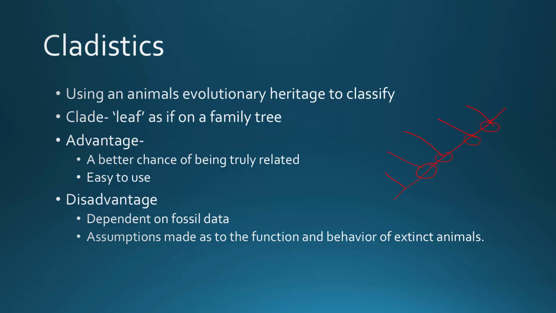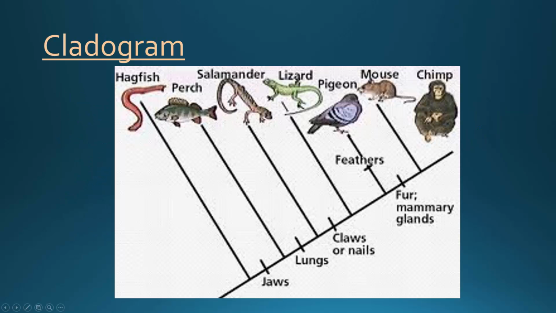The advantage to cladistics is that it has a better chance of being truly related to one another. It is also pretty easy to use. The disadvantage is that we are dependent on fossil data, so things that have already died and passed away, with assumptions made as to the function and behavior of extinct animals. So, for example, if we're trying to trace all the way back to the dinosaurs, we have to make assumptions about what each fossil limb was used for. So we do have to make assumptions, and we are dependent on fossilized data.